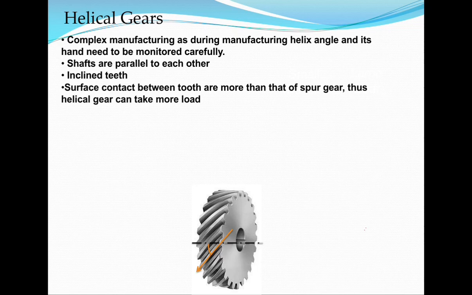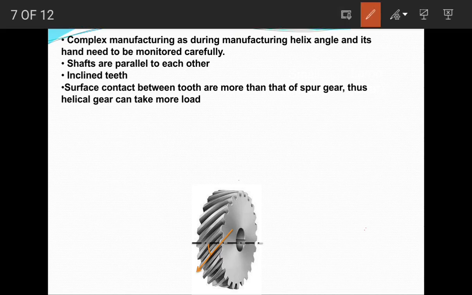I have already explained in the previous slide, the contact is more, so it can take more load. As the contact is more, it takes more load and can provide high strength due to longer tooth, because for the same thickness, you see the thickness, this is the thickness of the gear. For the same thickness, if I draw the spur gear, the length will be this much. If we see the helical gear, the length will be more. So the length is more, the contact is more, hence it can take more load.